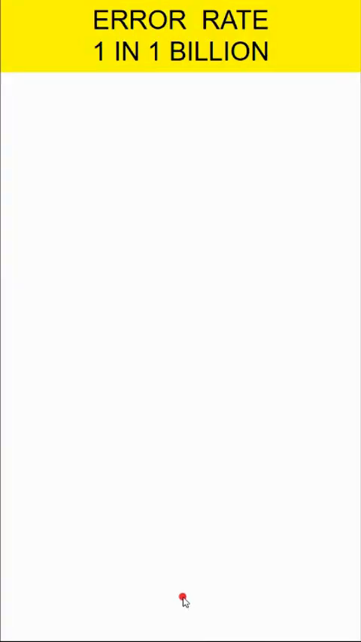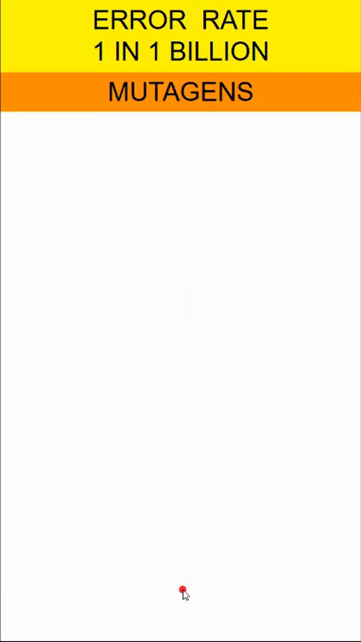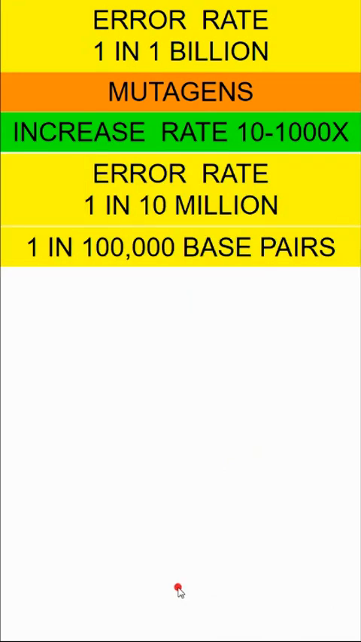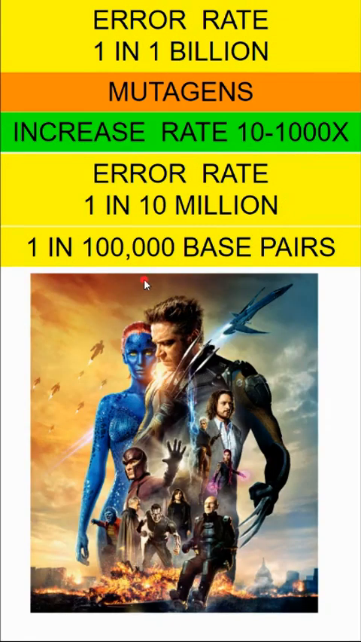So when we start thinking about that, we have a natural error rate of 1 in 1 billion. We add mutagens, and now we could increase that rate 10 to 1,000 times. And again, it depends on the exposure and how severe the mutagen is. But now we could take a look at an error rate instead of 1 in 1 billion. That error rate could be 1 in 10 million, or 1 in every 100,000 base pairs could be mutated. Which you might be asking, how come we're not all mutants?